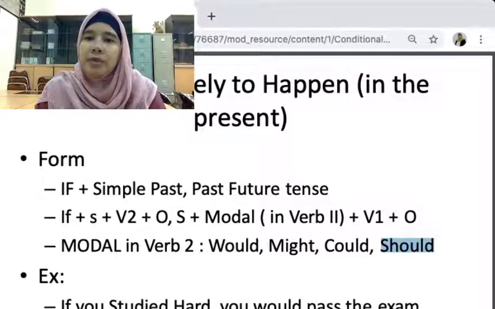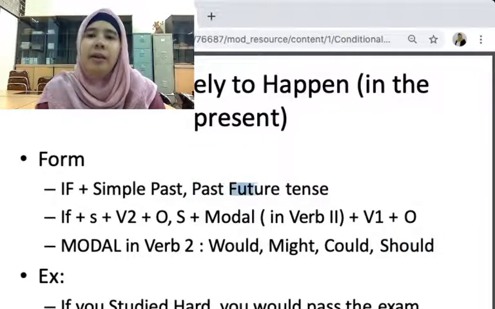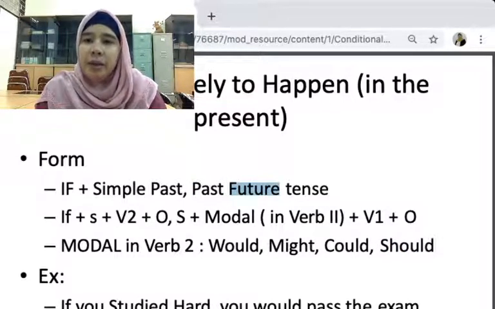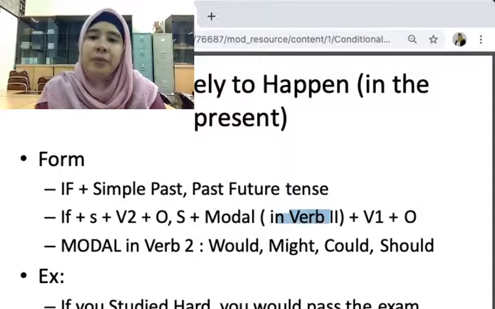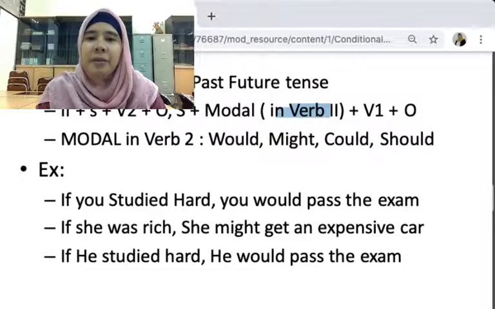Because this is past future tense, berarti harus ada perwakilan dari pastnya, ada perwakilan dari future-nya. Okay, pastnya berarti modalnya harus diganti menjadi verb 2. Still in the modal, hanya saja bentuknya verb 2. Okay, these are the examples, everyone.